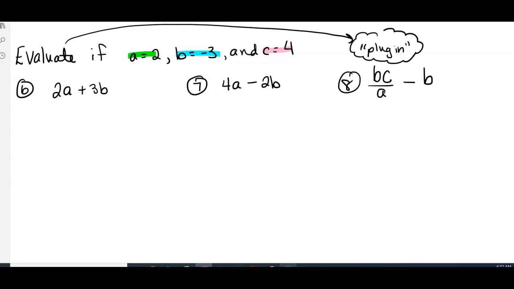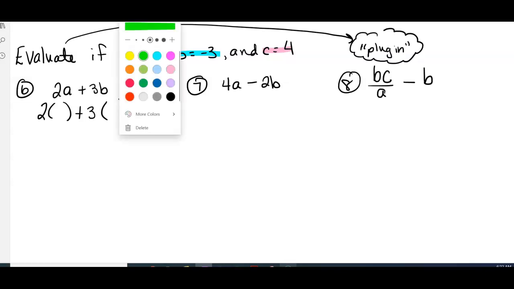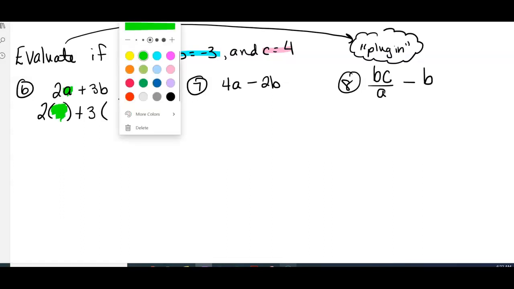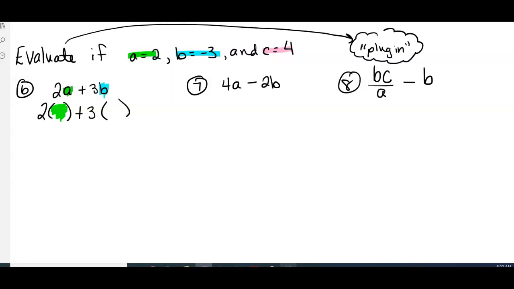So what happens is I have 2 with an A. Instead of an A, I write parentheses. I have 3 with a B, and instead of a B, I write parentheses. Now, my A value was green. See this? So that means I'm going to put that green number here. My B value was blue, so I'm going to put the blue number here. And I'm only going to highlight like this on this first one just so that you can kind of see. And you don't have to highlight it if you don't have a highlighter. Okay, so for A, I plug in a 2. And for B, I plug in a -3.